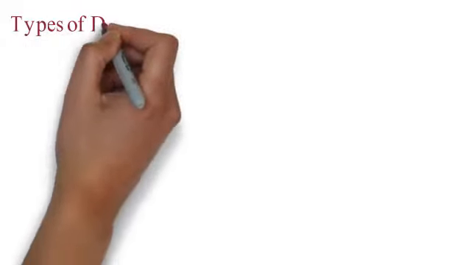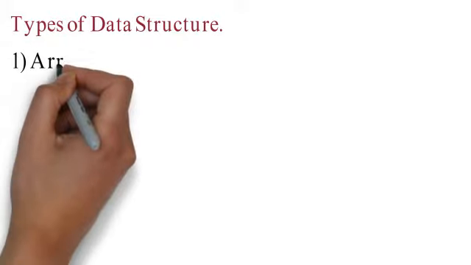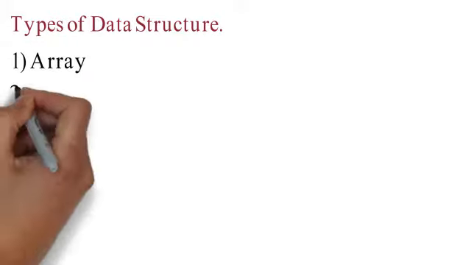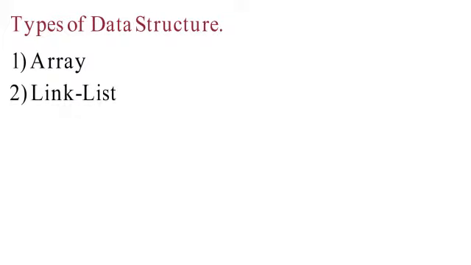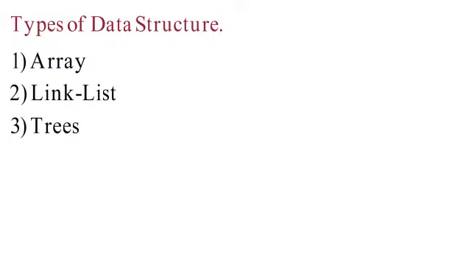Types of data structure. We are using 4 types of data structure. The names are array, linked list, tree, and a graph.